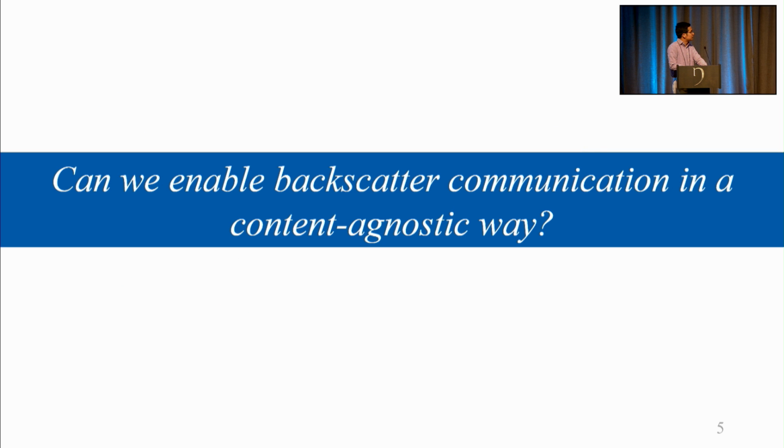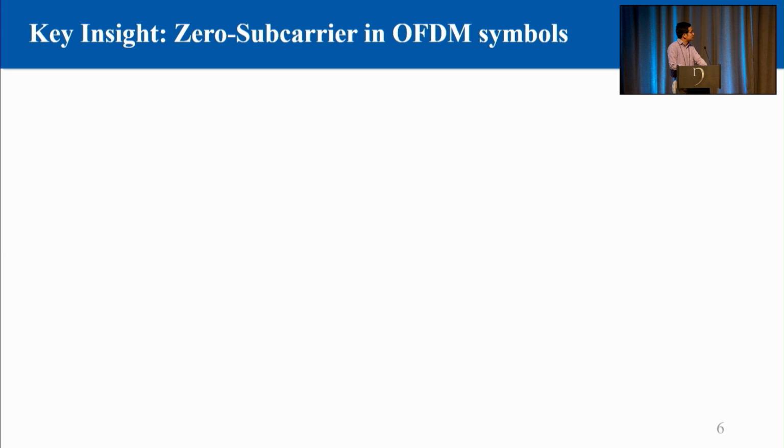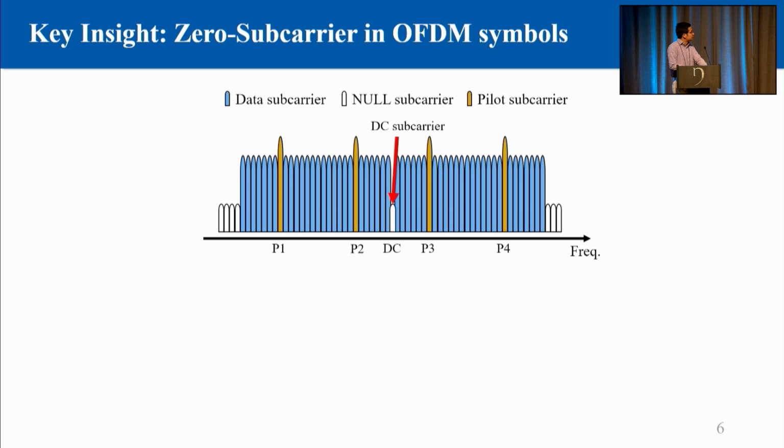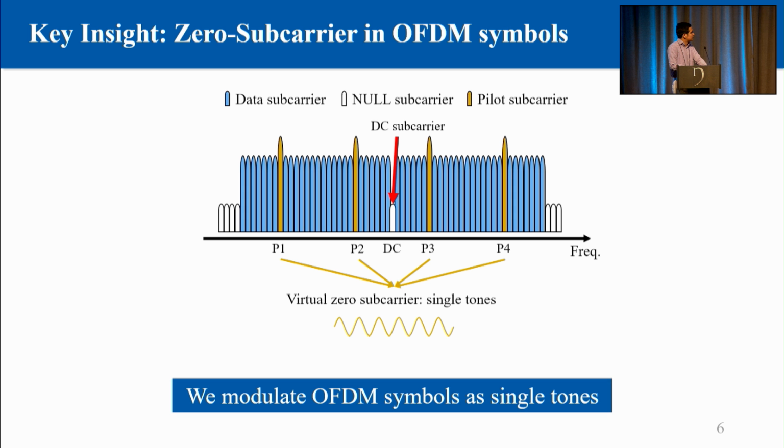We ask a simple yet difficult question. Can we enable backscatter communication in a content-agnostic way? Our key insight here is to create a virtual single tone at the center of OFDM symbols, and the backscatter tag treats ambient signals as single tones. We use phase-shift keying to modulate the virtual single tones.